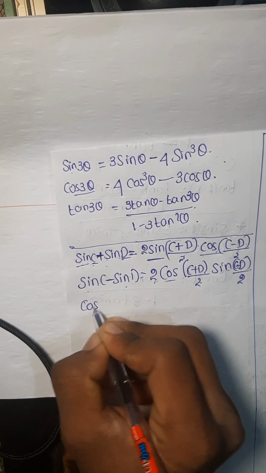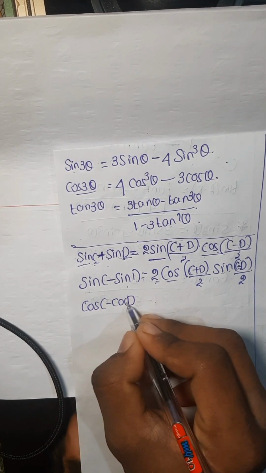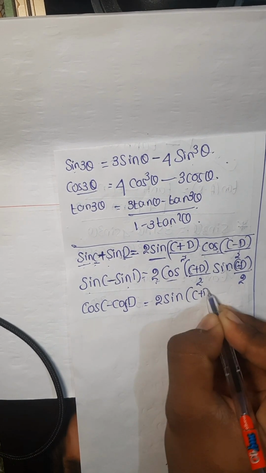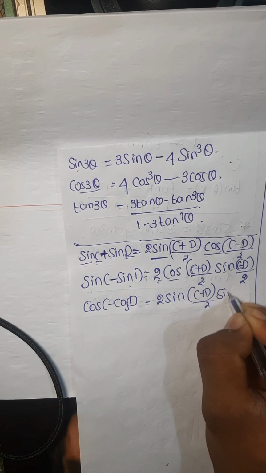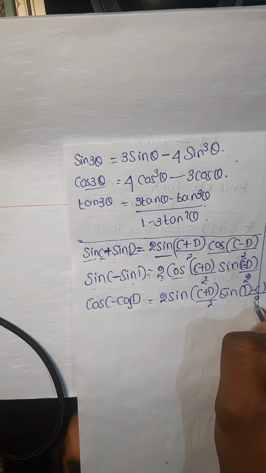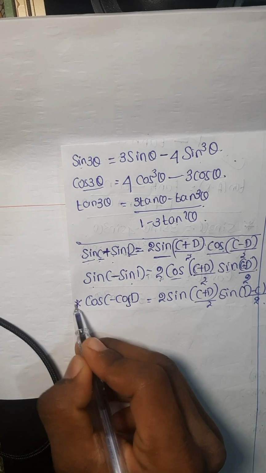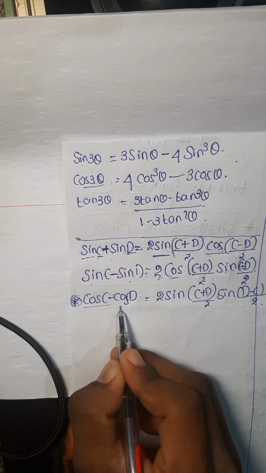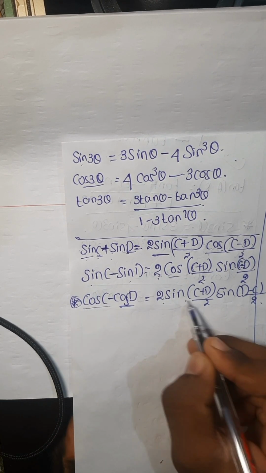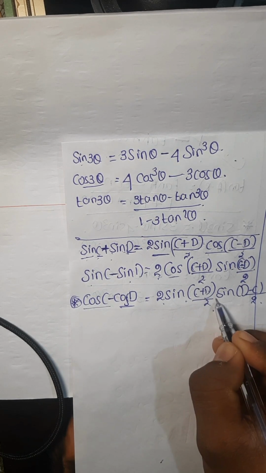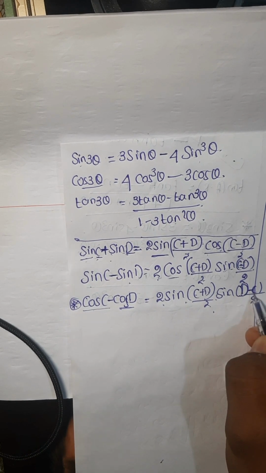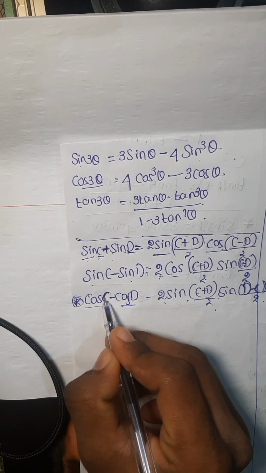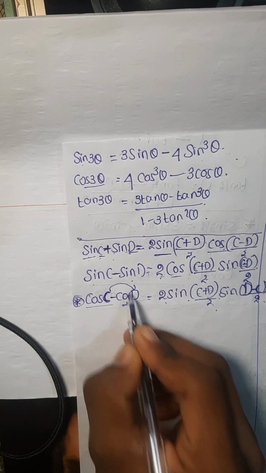Next, cos C minus cos D is equal to 2 sin((C+D)/2) into sin((D−C)/2). Here there is a difference in this expansion. We have to subtract C from D.